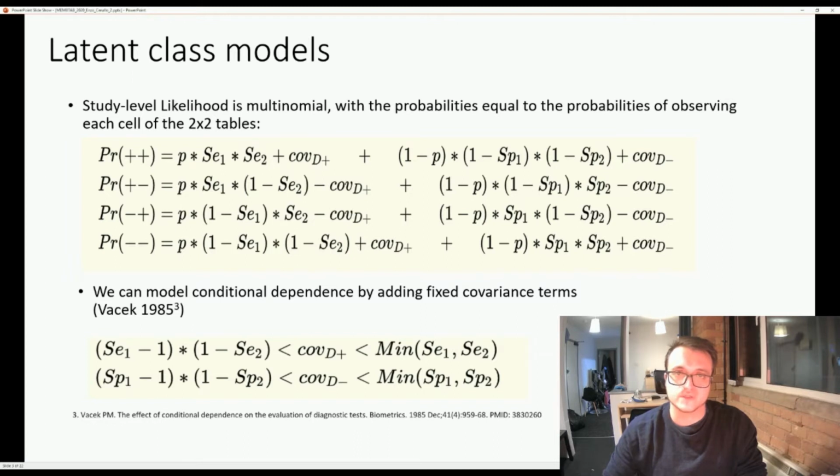So this is what the likelihood looks like for latent class models. You've got the 2x2 table, and the probabilities of the test results are expressed in terms of the parameters of interest, which are the prevalence P and the sensitivity and specificity of both tests. If we've got two tests, and the covariances between the tests in the disease and non-disease groups are defined by the sensitivity and specificity of the two tests.